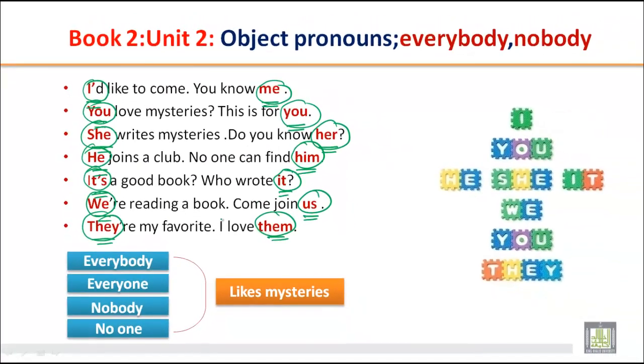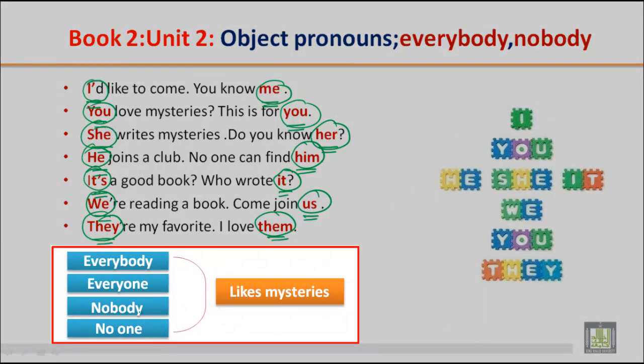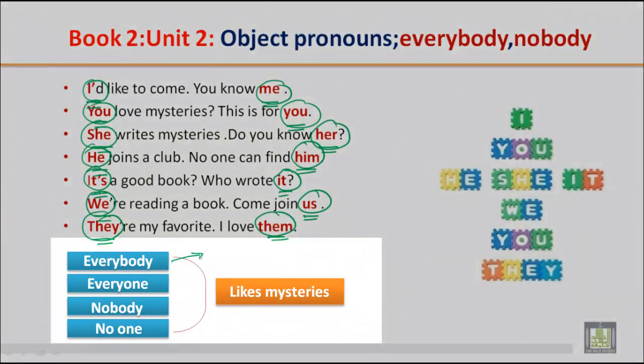Now we will practice everybody, everyone, nobody, no one. So what's the difference between everybody and everyone and nobody and no one? There isn't much difference between everybody and everyone. The only difference is that everybody is a bit more casual than everyone. Same, nobody is more casual than no one.